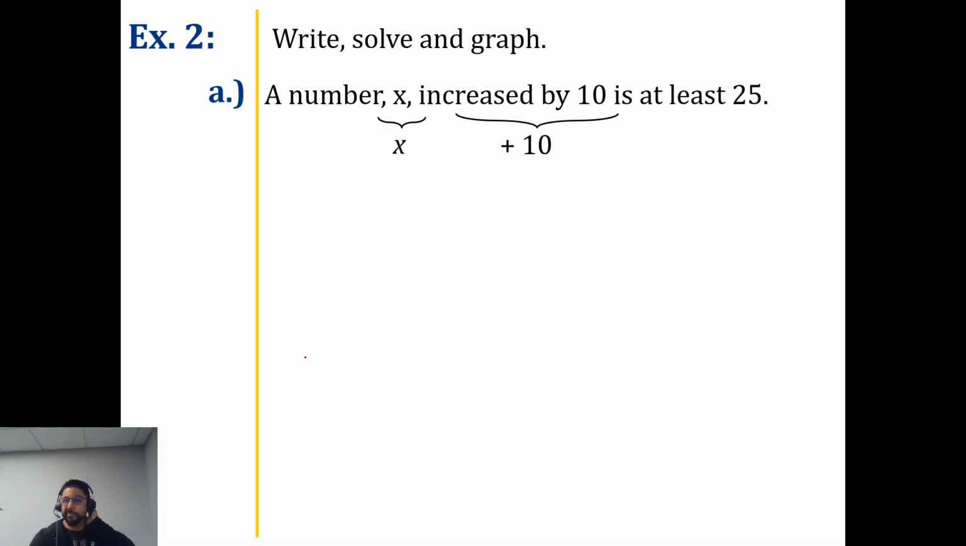Well, that means it can be 25, which means it has the equal part. And at least means it can be more or greater. So we're going to say x plus 10 is greater than or equal to 25. At most would be the other way. At least means it can be bigger or greater.